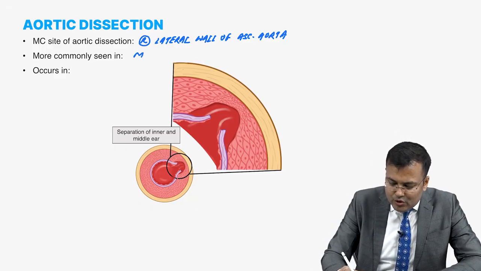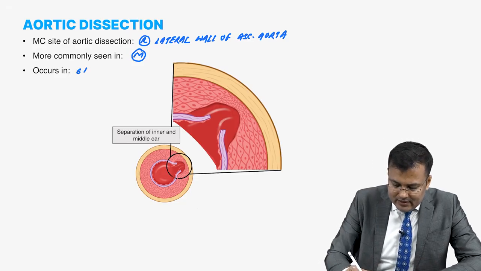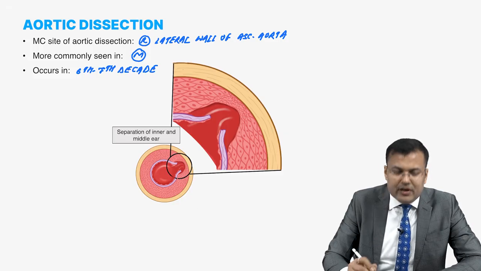In which particular age group is it seen? It is seen in the 6th to 7th decade. Can you tell me what is the most important risk factor for aortic dissection?